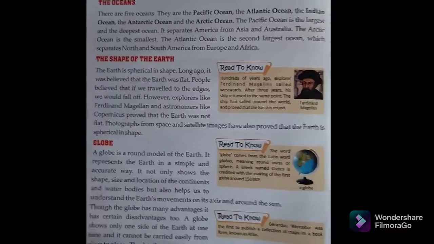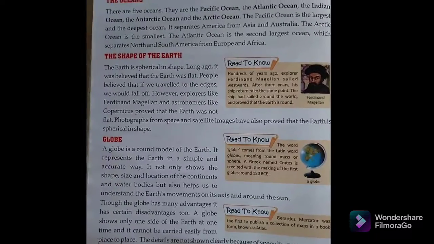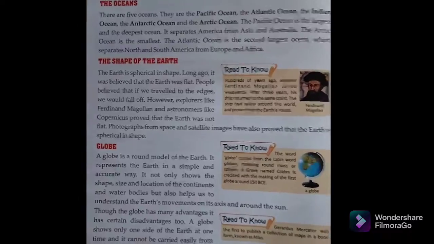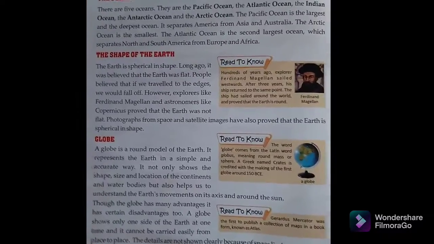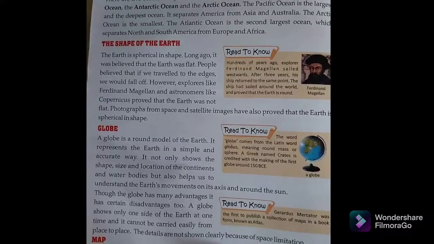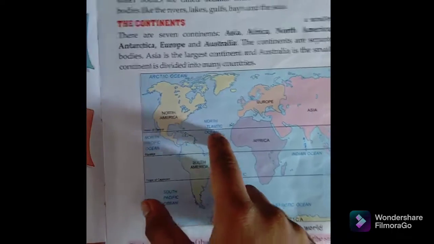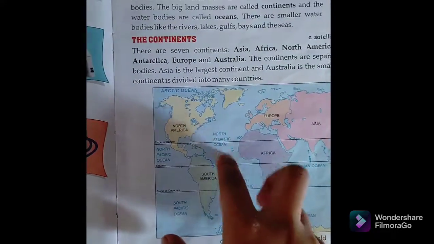The Arctic Ocean is the smallest, and the Pacific Ocean is the largest. The Atlantic Ocean is the second largest ocean, which separates North and South America from Europe and Africa. You can see this. It separates them from Europe and Africa.